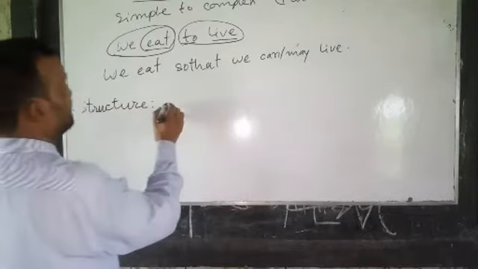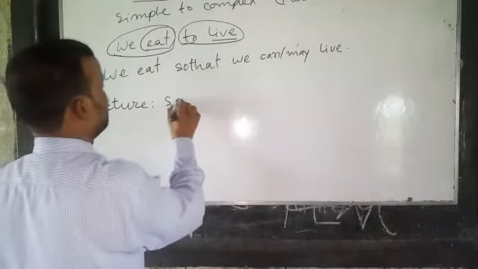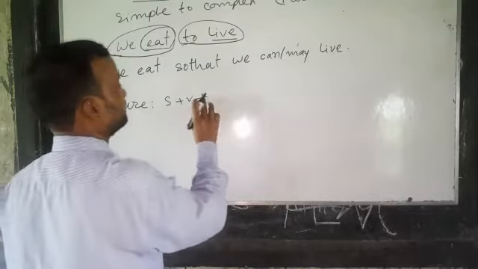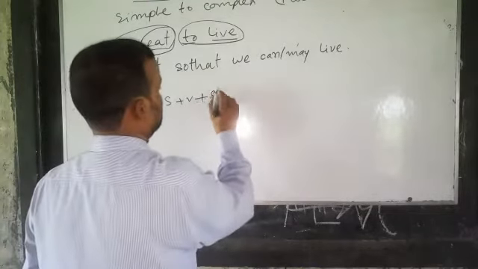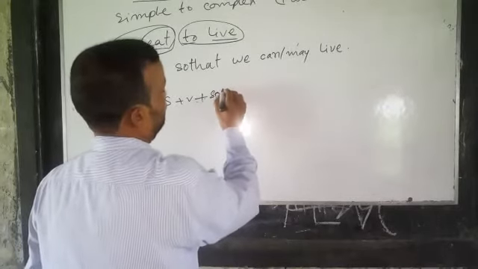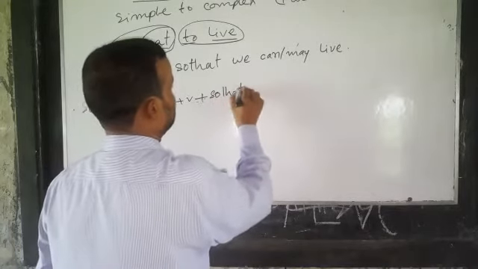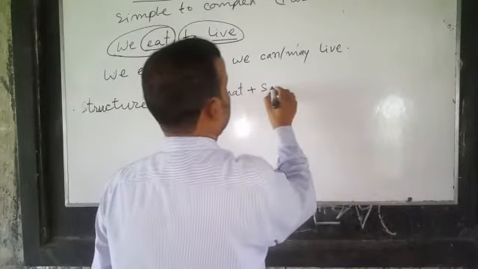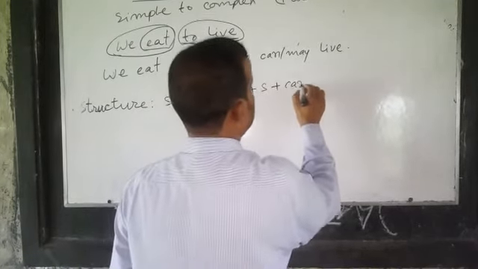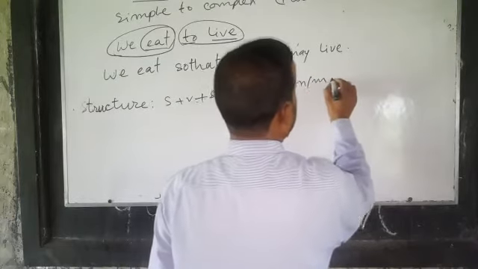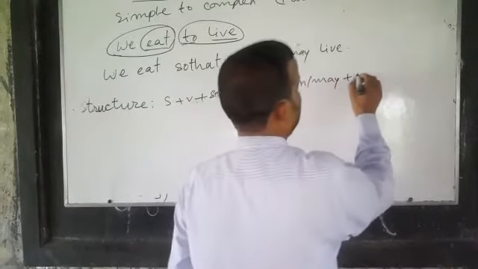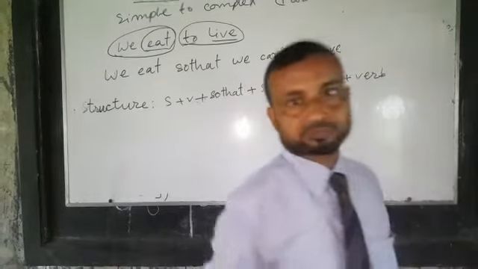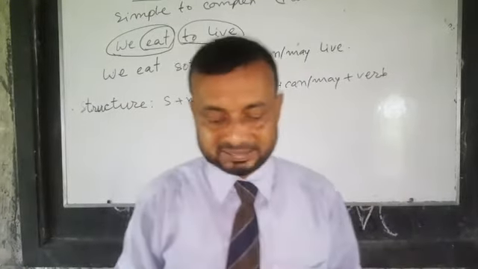Structure: first subject, then verb, then so that, then again subject, then can or may, then verb. Can I make you understand?